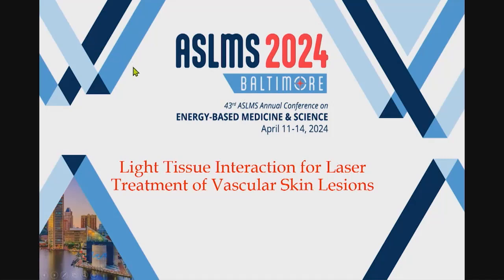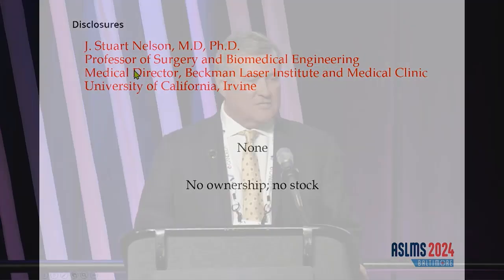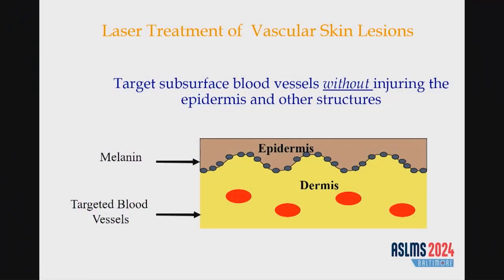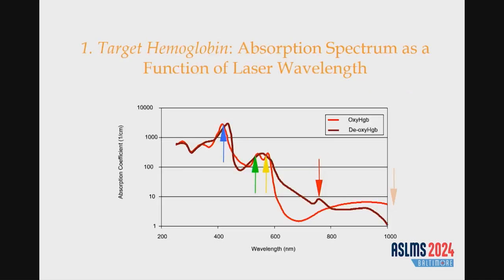So I'm going to talk about the light tissue interaction for laser treatment of vascular lesions. I have no disclosures. The goal of the laser treatment of vascular skin lesions is to destroy the subsurface blood vessels without damaging the normal overlying epidermis.